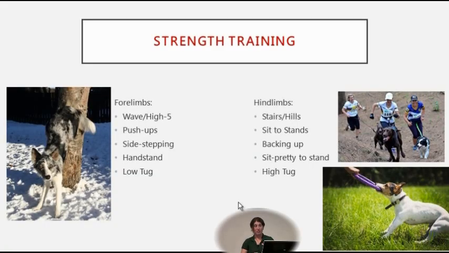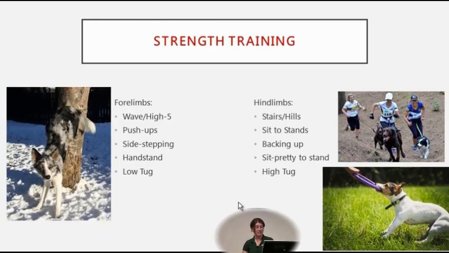Push-ups is probably one of my favorites. You can start with push-ups on the ground. So you send the dog into a bow and then stand, bow, stand. You can progress that by putting their back feet up on a step and doing bow, stand, push-ups. Or you can progress it by putting their front legs on a physio disc or FitBone kind of thing and doing push-ups on an unsteady surface.